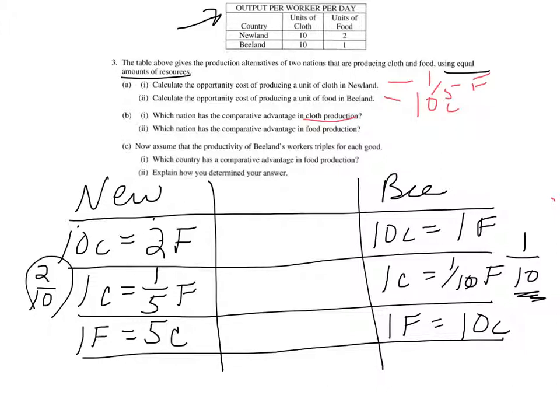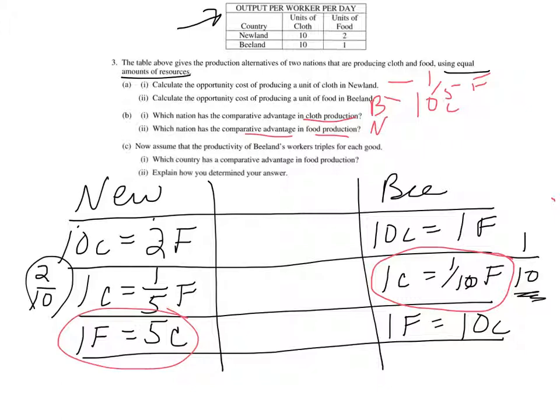Now, which nation has the advantage in cloth production? Comparing the 2 nations, it looks like 1/10 is smaller than 1/5. So Beeland is giving up less to produce cloth. So they have the lower opportunity cost. So that's going to be B. And which nation has the comparative advantage in food production? Of course, 5 units of cloth is a lower opportunity cost than 10 units of cloth. Newland is giving up less to produce food than Beeland.